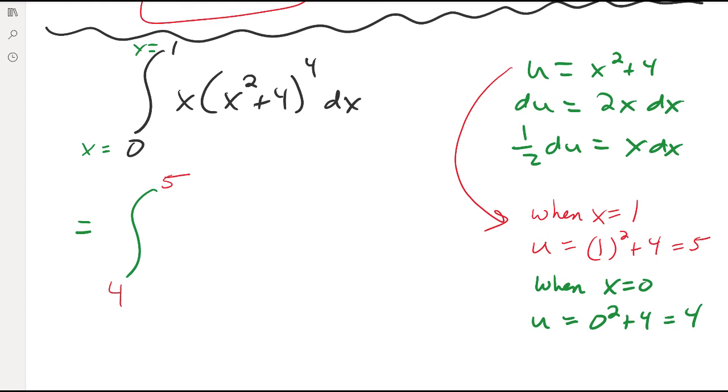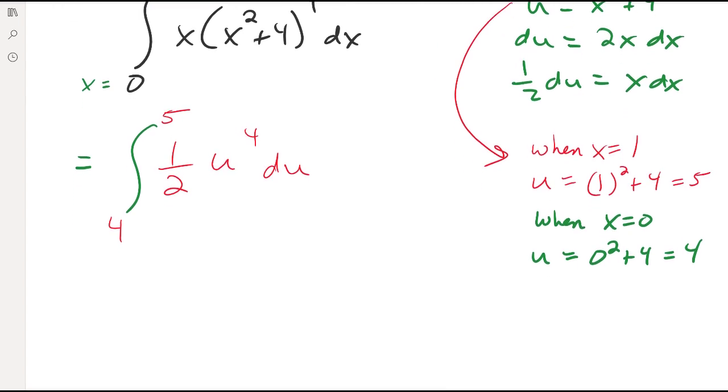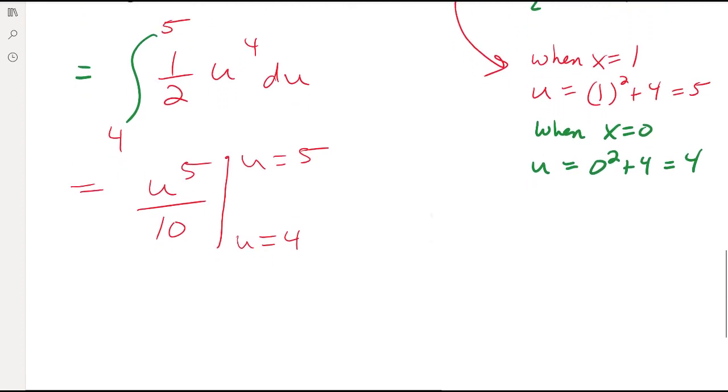And then perform the substitution as we did in the integral before. It just becomes 1/2 u to the 4th power du, just like we did before. And now, once we integrate, we're going to get u to the 5 over 10, just like before. But now the cool part is that instead of switching this back into terms of x, I can stop right here and say, I need to evaluate this from u equals 4 to u equals 5.